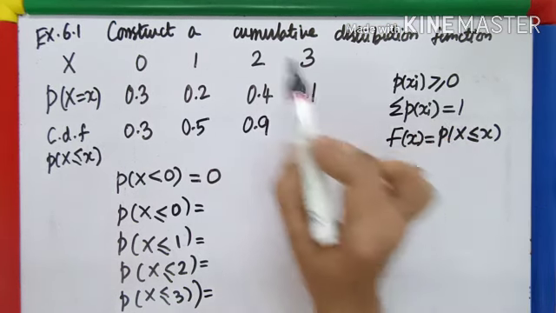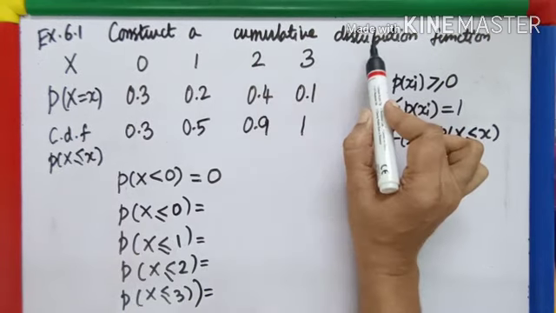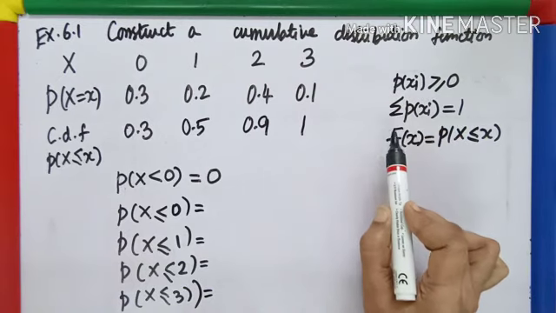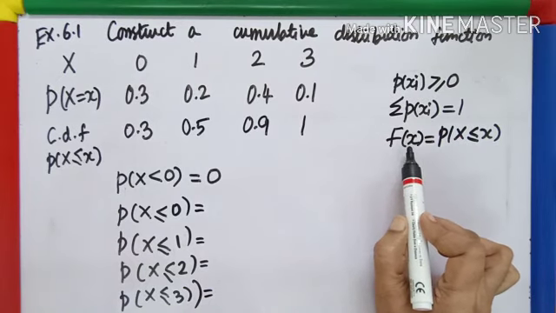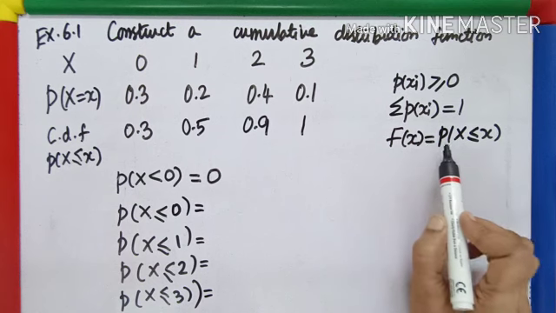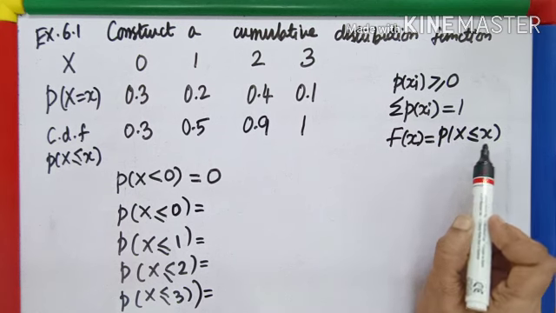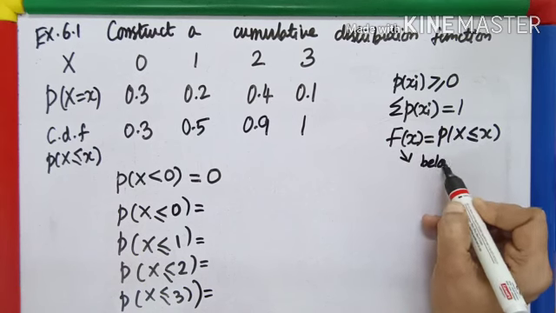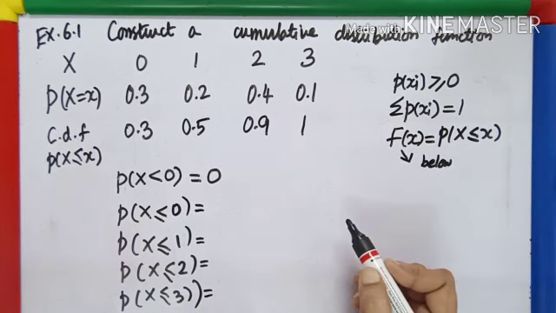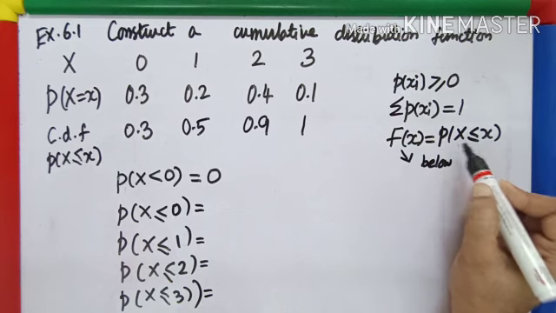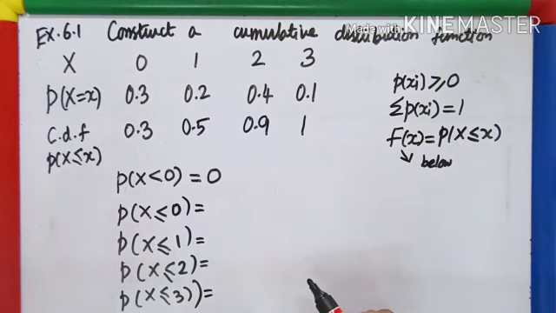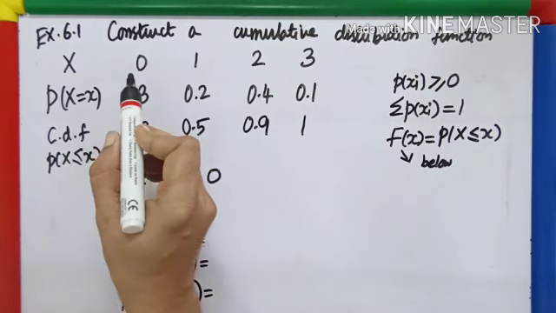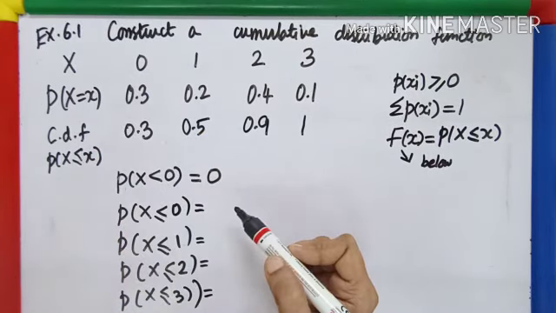What is my question? Construct cumulative distribution. The word cumulative distribution we call capital F of x equals to probability below. Let us remember the idea. F of x tells me probability below that number. So P of X less than or equal to x. Now in the table, below 0 there is nothing. The table starts from 0.